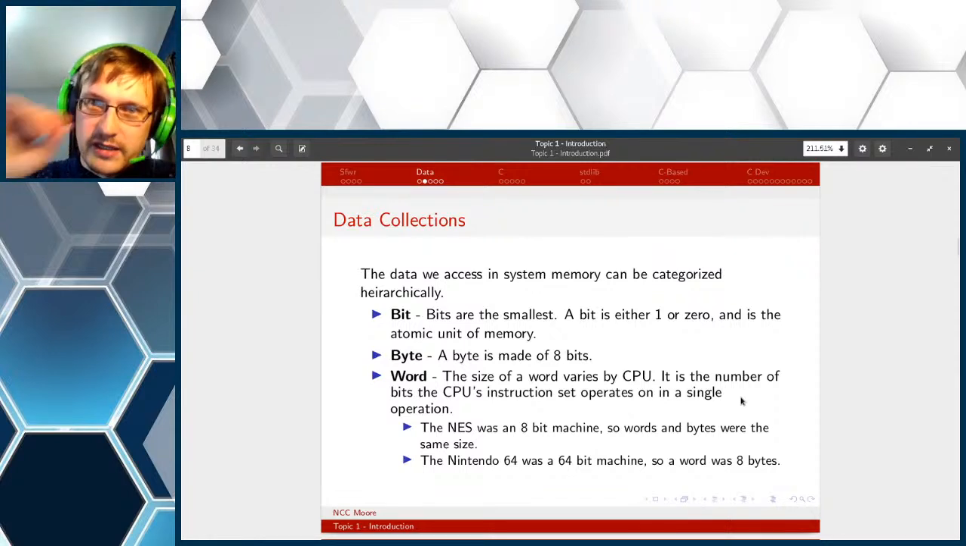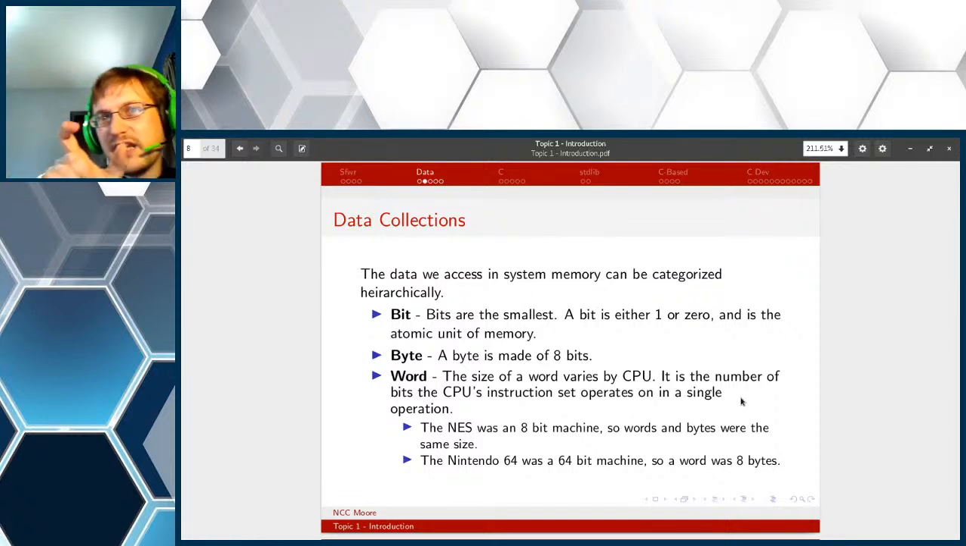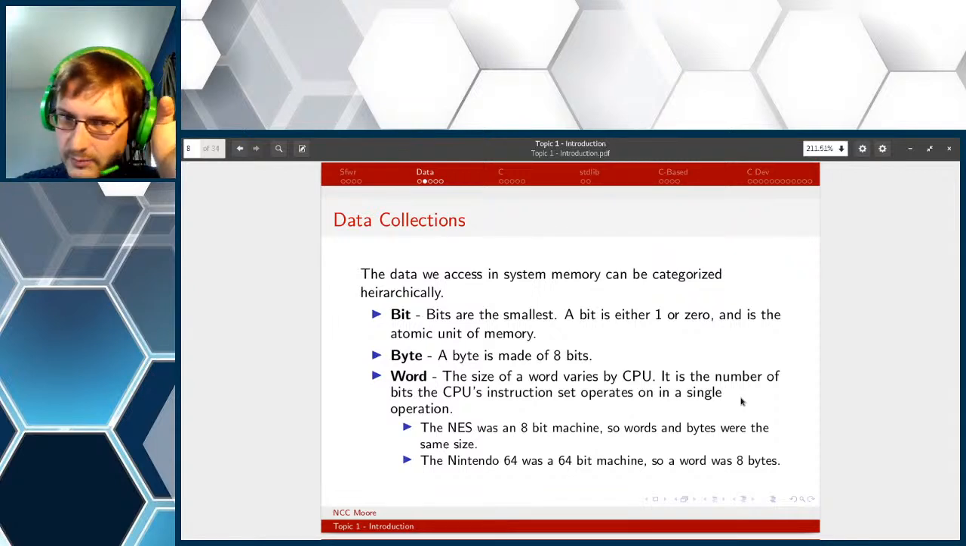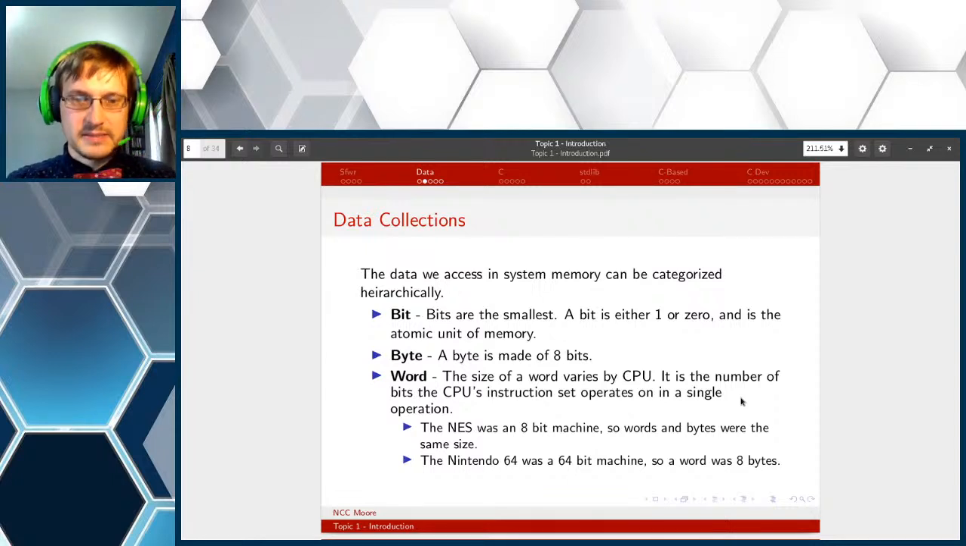What a word is, is kind of different. It varies by the CPU architecture. A word for a CPU is the number of bits the CPU's instruction set operates on in a single operation. Another way of saying that is it's the number of bits that are contained in the registers in the CPU. For example, the Nintendo Entertainment System was an 8-bit machine, so the words and the bytes were the same size, right? A byte is 8 bits, so a word was 8 bits. So for the NES, there was no distinction between words and bytes.